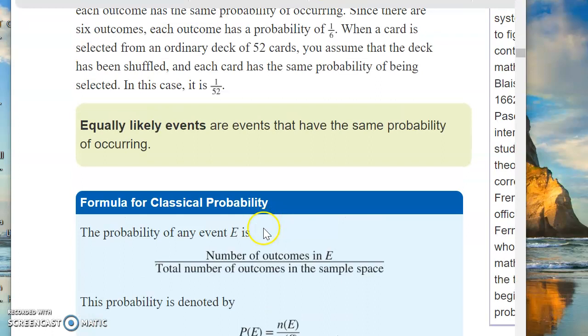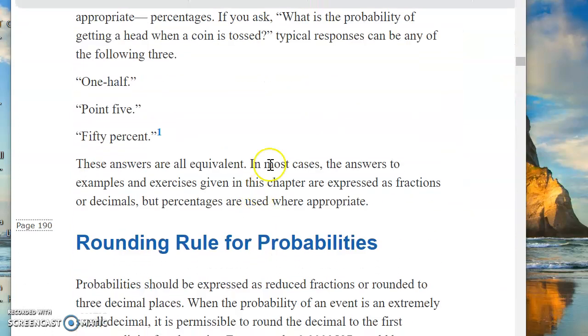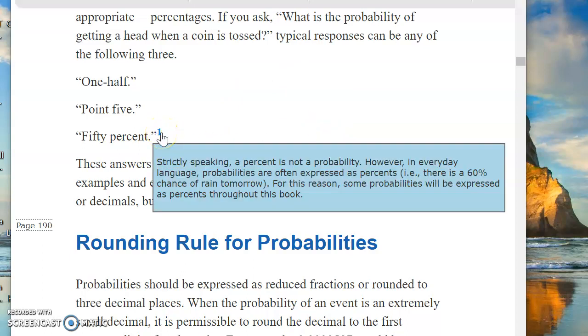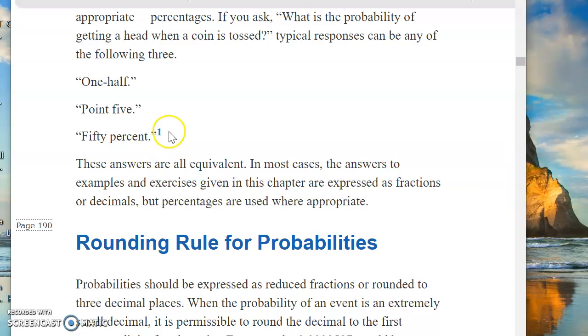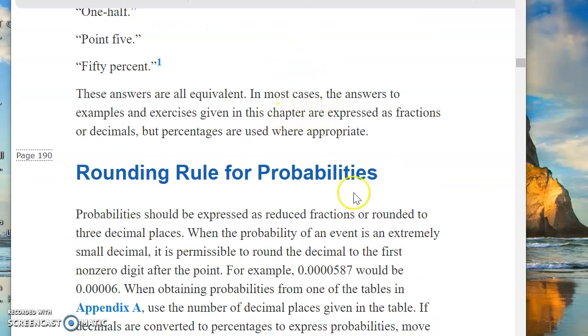Typically, say for the classical probability, we're going to use a number. So we can say 1/2, we can say 0.5, we can say 50%. Everything means the same. It's just a different way of saying it. They're all equivalent. Okay, so here's a little explanation about how percent is not a probability strictly speaking, but oftentimes this is the way we express it. So it's close enough for government work. That's the way we're gonna express it.